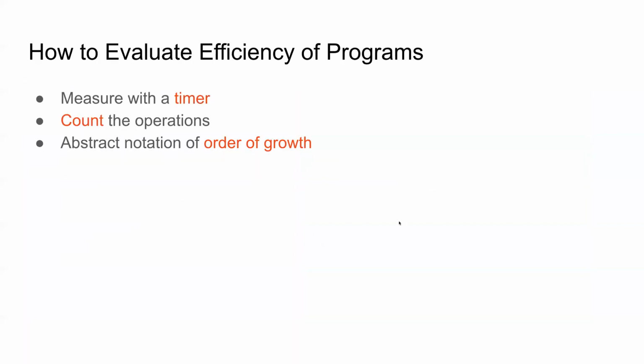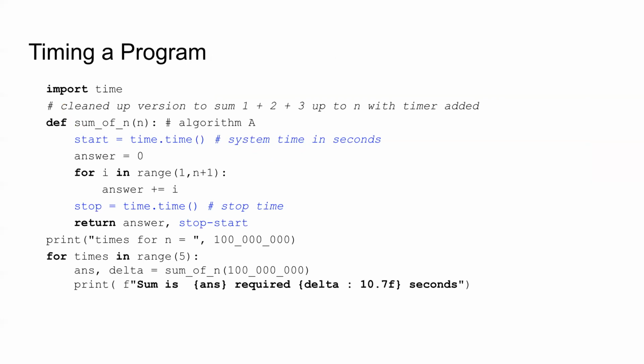Okay. How to evaluate the efficiency of programs? You can use a timer, run the two programs on the same computer, and see which one finishes earlier, or you can count the number of operations in your program. But we still need a more abstract notation for order of growth, which is independent of what computer you're using or how you implement these algorithms.